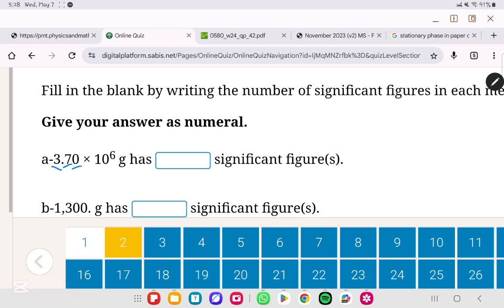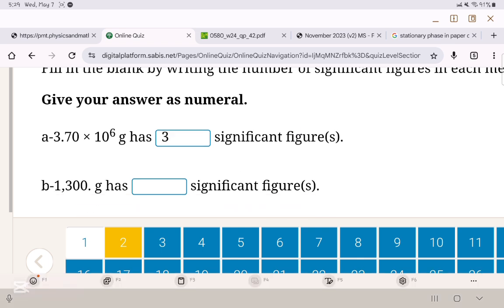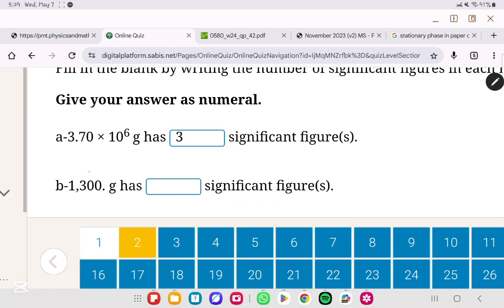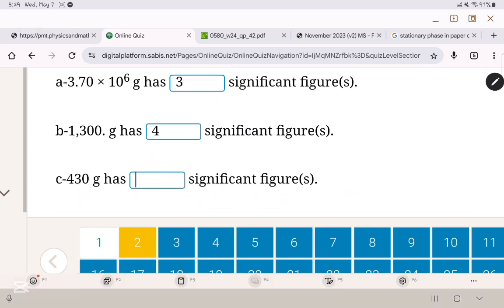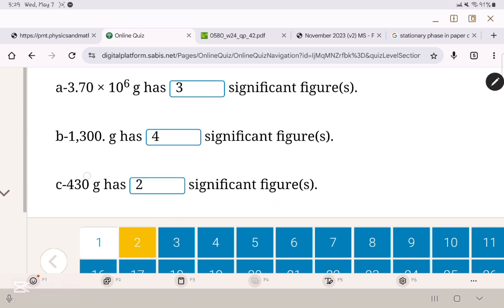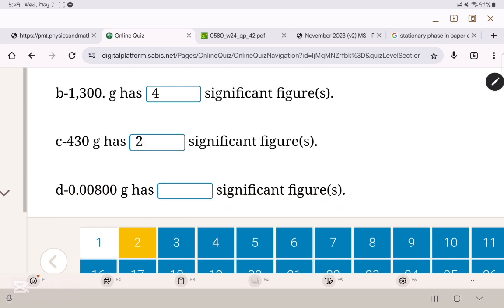We have 1, 2, 3. The 0 is after the decimal place, and there are numbers before it, so it is considered a significant figure. This one over here has 1, 2, 3, 4 significant figures because there is a decimal place after the zeros. This has only 2 significant figures. Why? Because it's 4 and 3. The 0 does not count, because it is not after a decimal place, and there is no decimal place after it. So if it's a trailing 0 like this, then it is not an important one.